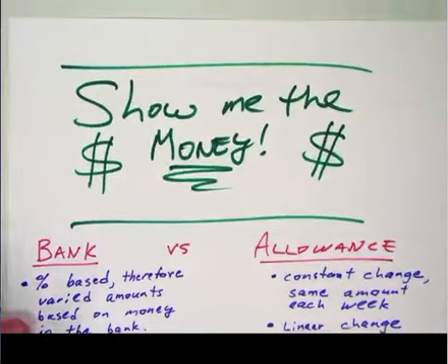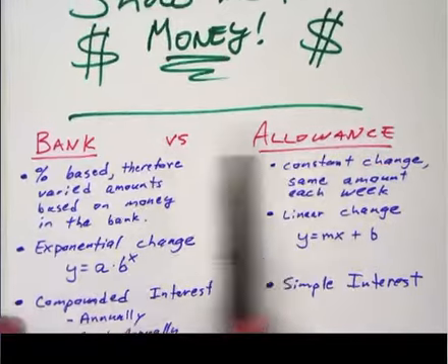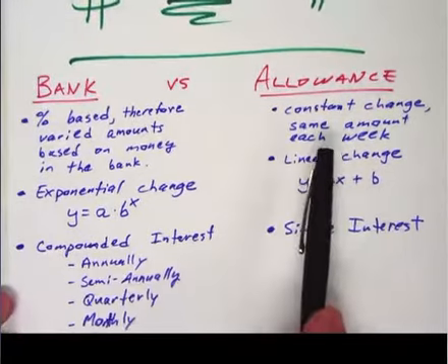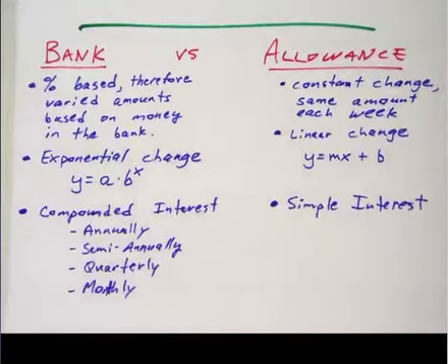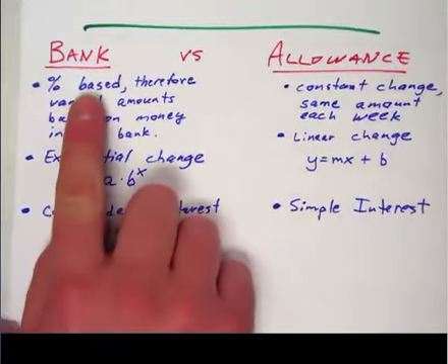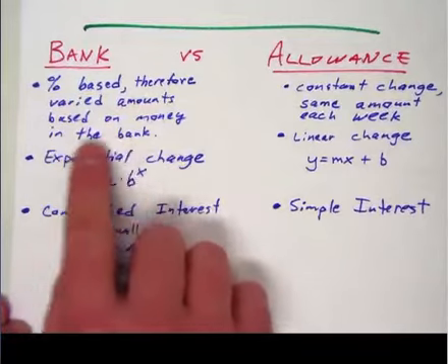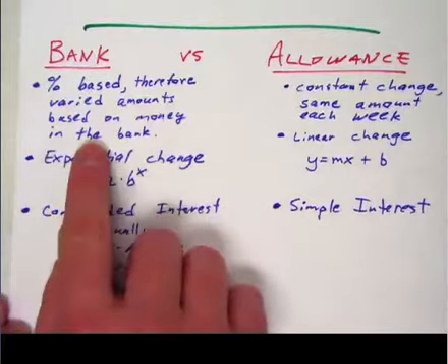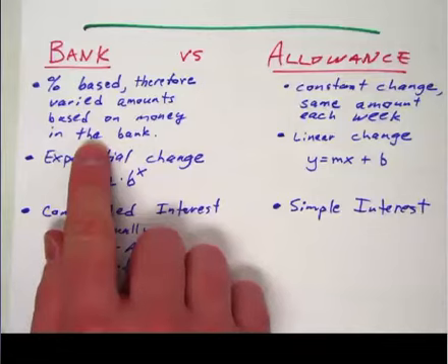Show me the money. There is a difference between putting money in a bank and getting an allowance, is kind of the way I usually think of this. When you put your money in a bank, the money that you're earning is percentage based. Like they'll give you 2% interest or 4% or something like that. And therefore the amount varies based on the money in the bank. So you're going to get a varied growth because it's percentage based. Every time you take a percentage multiplier on something, that's going to change. The more money you have in the bank, the higher return you're going to get on your investment.